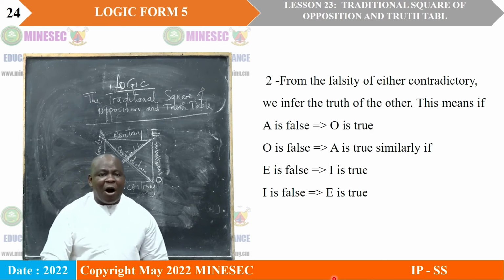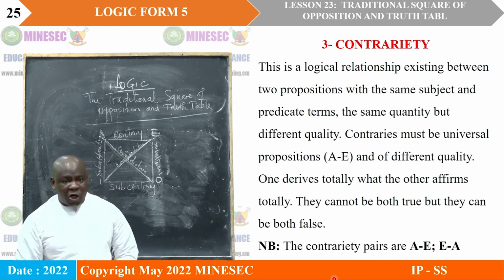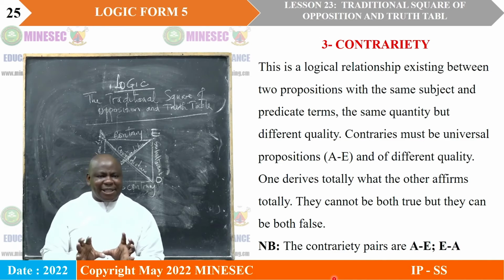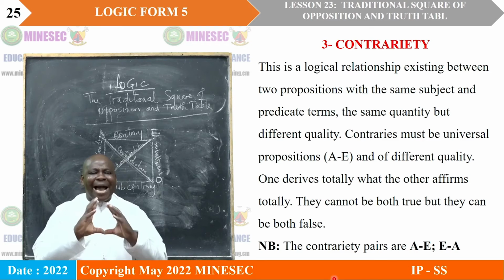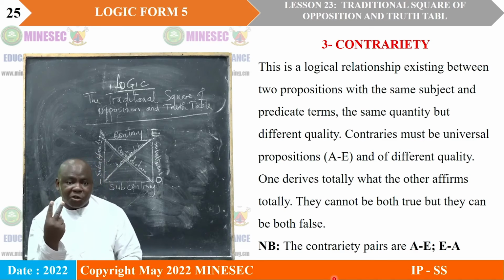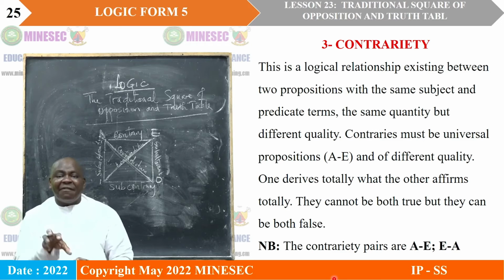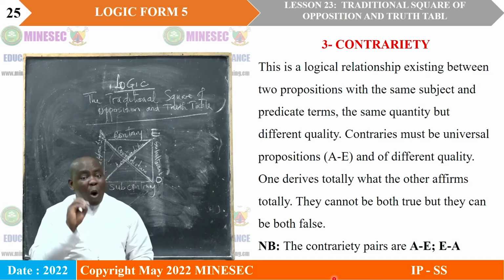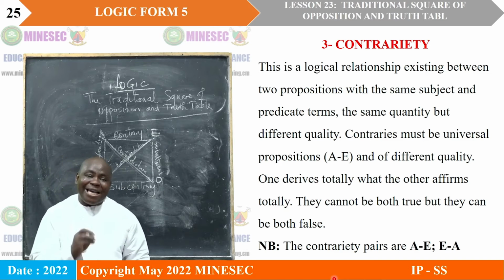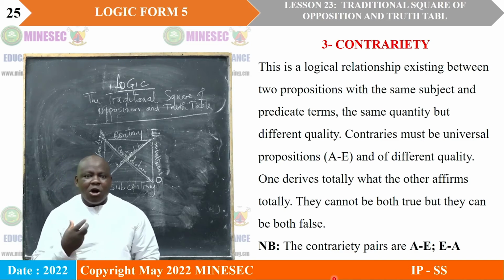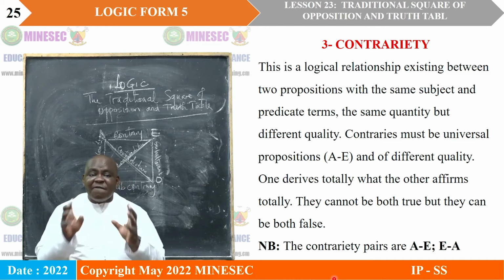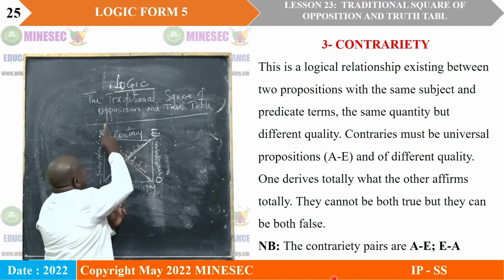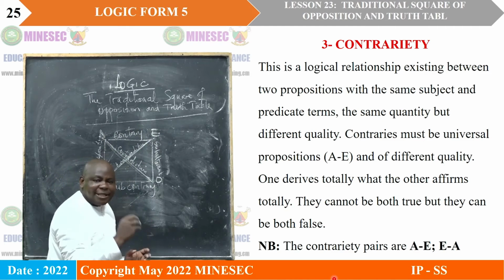Now, the third form of opposition is that of contrariety. What is contrariety again? We see that contrariety is a logical relationship that exists between two propositions, in which they have the same subject term and the same predicate term. They also have the same quantity, but they differ in quality. Contraries must be universal, which means contrariety is only with the universal, the A and the E propositions.